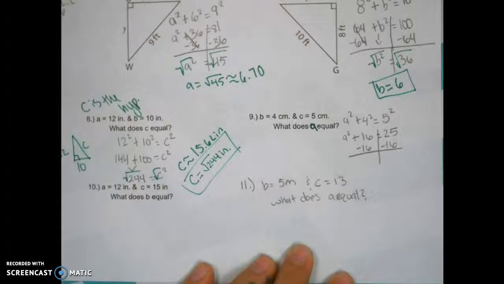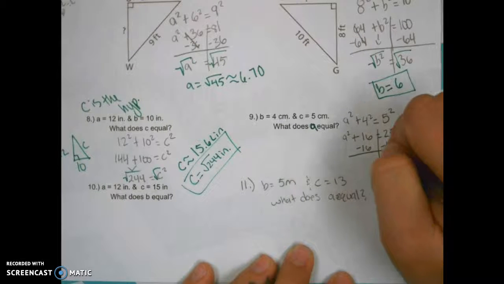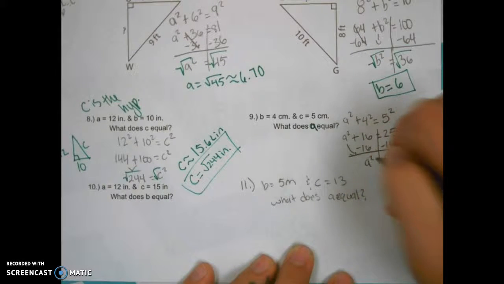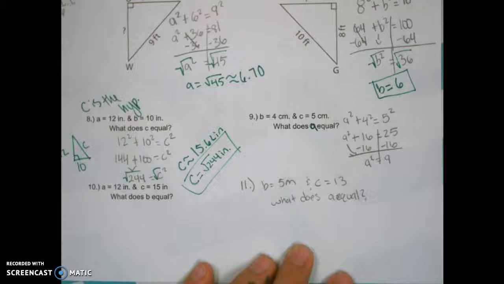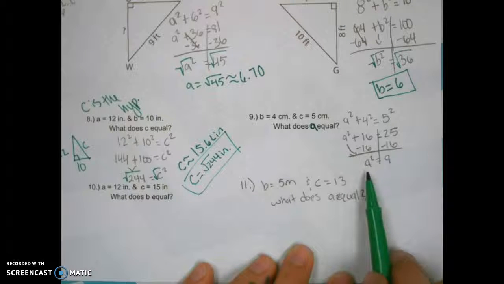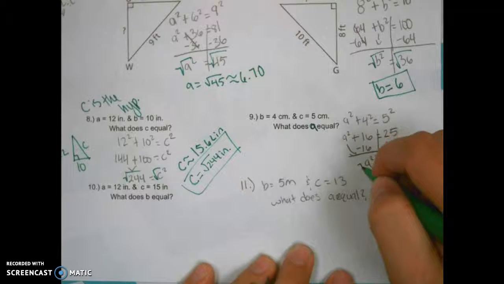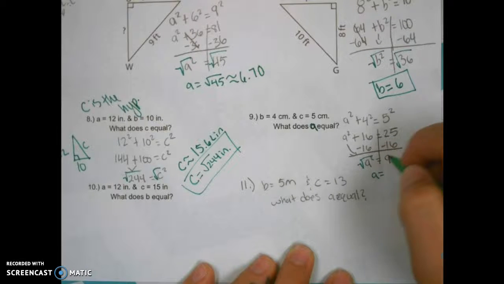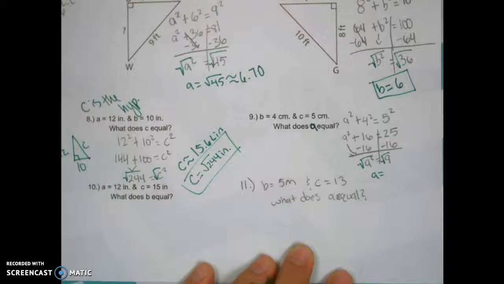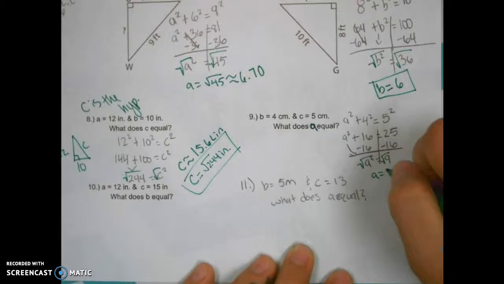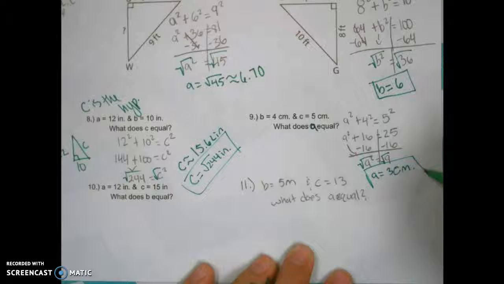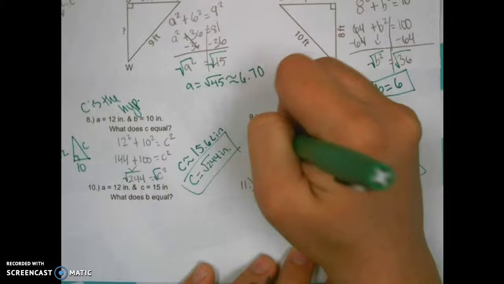If at any point you are stuck or I'm going too fast, you can always pause the video. Okay, so the square root of a squared will just be left with a, and the square root of 9 is a perfect square, which is going to give me 3. So a equals 3 centimeters. I'll write it over here.